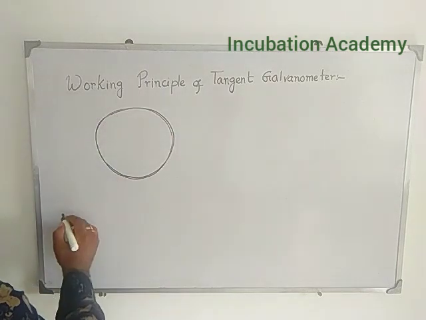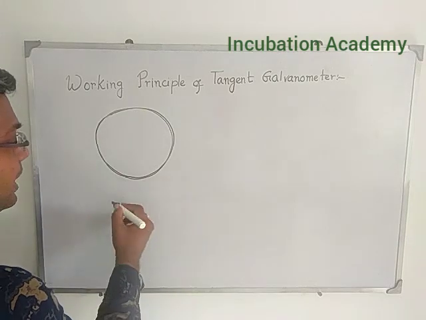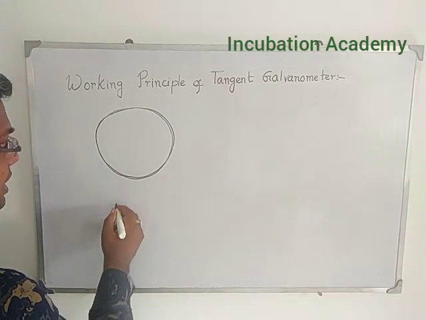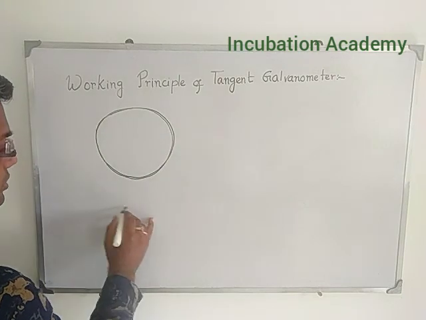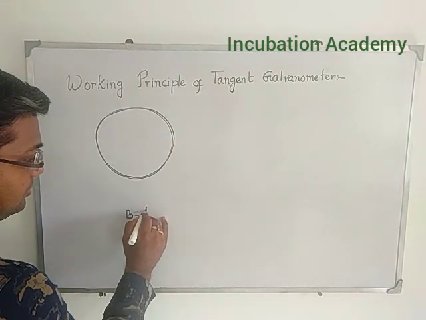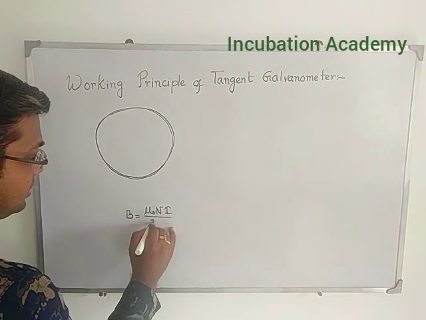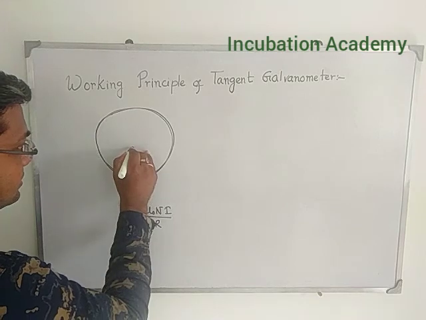is placed here and the current is sent through it. If capital N is the number of turns, since it is a circular coil, the magnetic field created by this circular coil will be mu naught capital N i divided by 2r at its center.